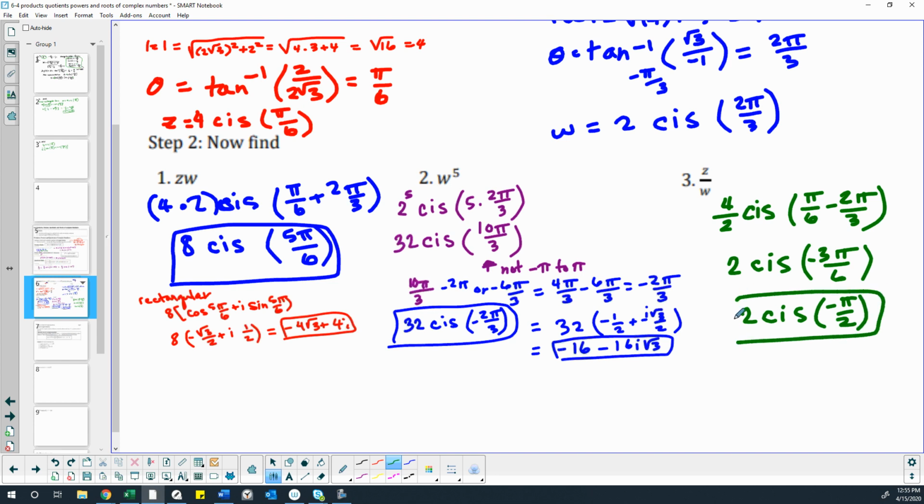So there's our polar form, and then if we want to change that to rectangular form, it would be 2 times the cosine of negative pi over 2. The cosine, that's 0, isn't it? And then sine of negative pi over 2 is negative 1. So that would be 2 times 0 plus 2 times negative 1i. So that would result in negative 2i in rectangular form.